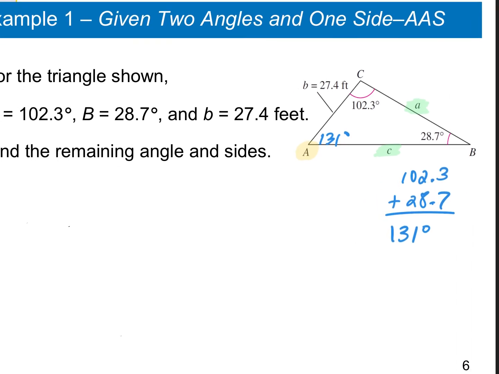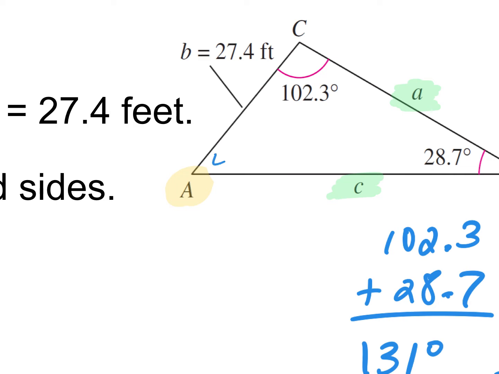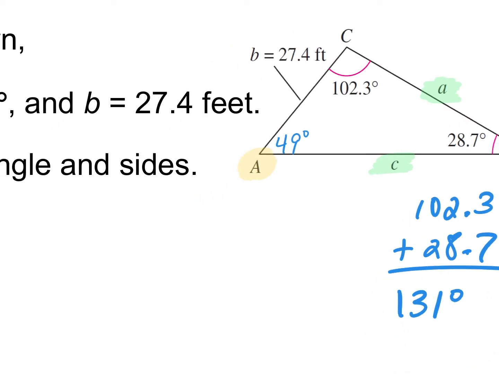So you guys would tell me, no, that's 102 added up with 20. Oh, my bad. You're right. I'm sorry. Now I subtract from 180. 131 minus 180 is how much? 49. Thank you. So angle A is 49 degrees.